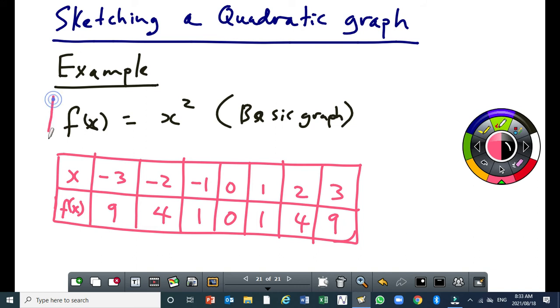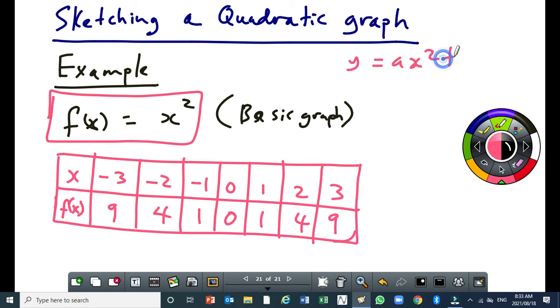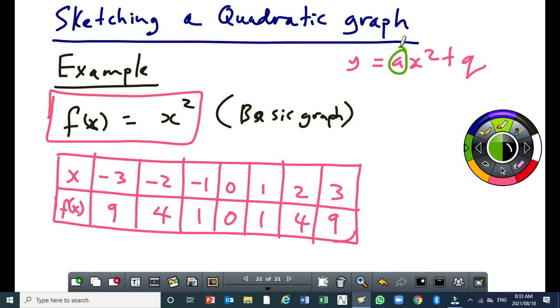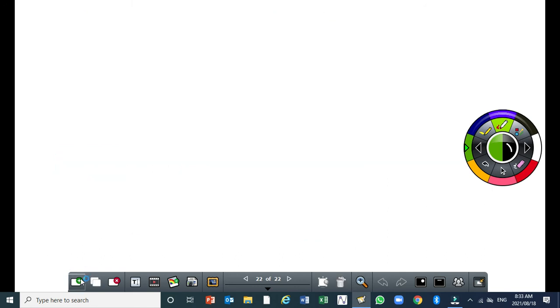So just remember, this is the basic graph of a quadratic function, the one with a minimum turning point. Okay? If it has got a maximum turning point, then there will be a minus there. Remember, I defined the meaning of the value of a in the general equation, y equals ax squared plus q. This a here is the one which determines the shape of the quadratic graph, whether you have a minimum turning point or a maximum turning point. So here a is positive. So when I sketch this graph, it's going to have a minimum turning point, right? So let me sketch it.